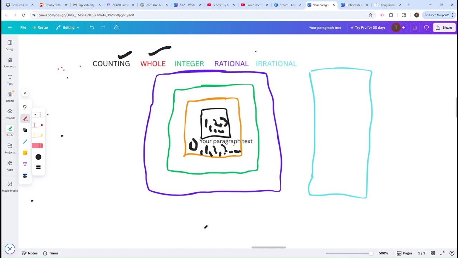So the green box. All right. Now it gets kind of tricky. The green box, the integers, the only thing they add to it, and it's a lot, is the negative numbers.